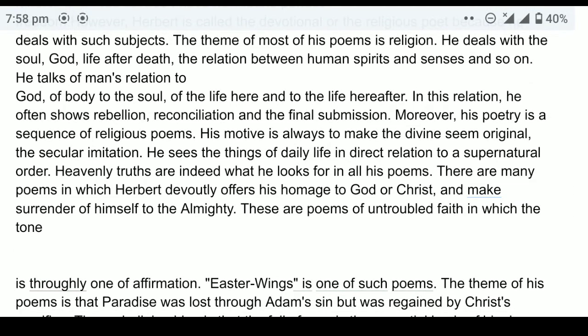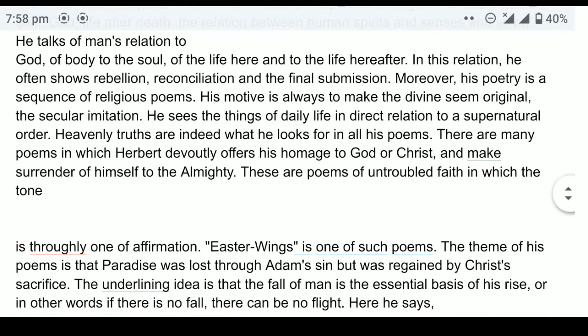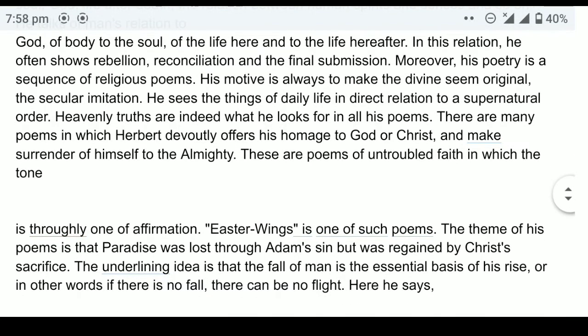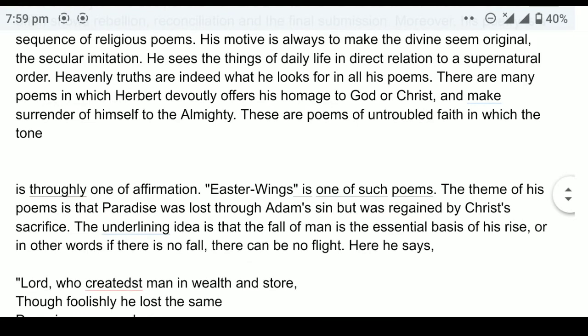The theme of most of his poems is religious. He deals with the soul, God, life after death, the relation between human spirit and sense, and so on. He talks of man's relation to God, of body to the soul, of the life here and the life after. In this relation, he often shows rebellion, reconciliation, and the final submission. Moreover, his poetry is a sequence of religious poems.